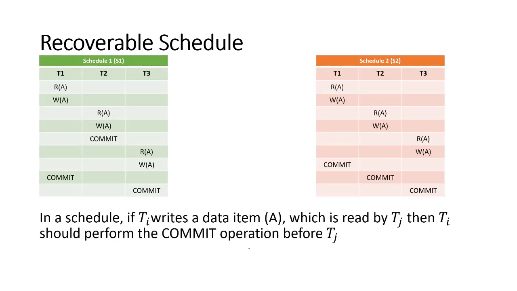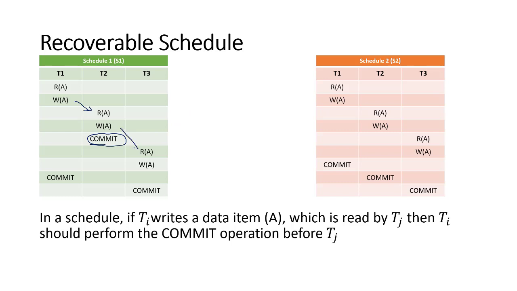Now consider schedule 1. There are three transactions T1, T2 and T3. T1 is reading the data item A and then writing it. Then T2 is reading the data item A, which is written by T1, then writing and performing the commit. After this commit, all the changes made by T2 will be saved permanently in the database. Now T3 is reading a data item written by T2.